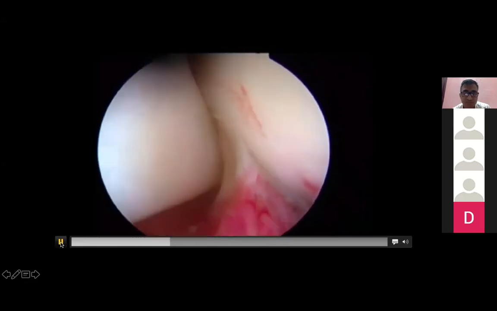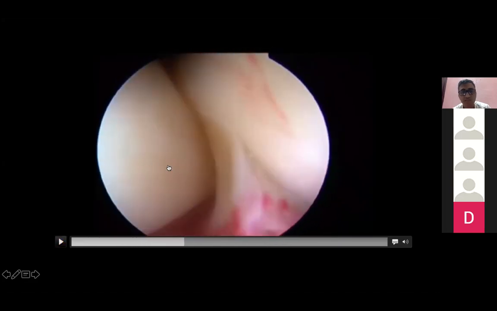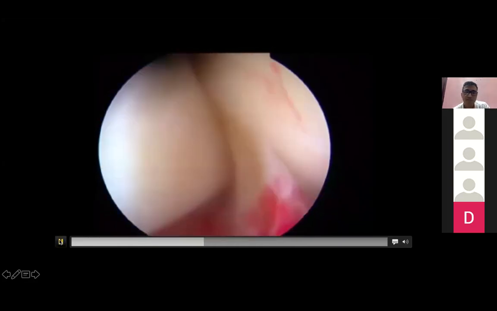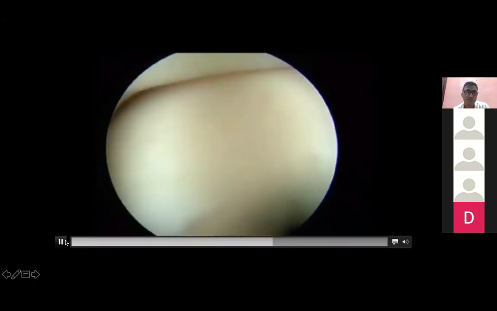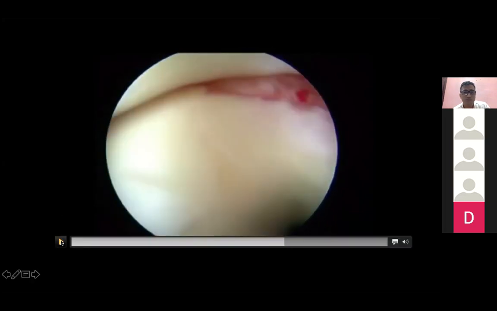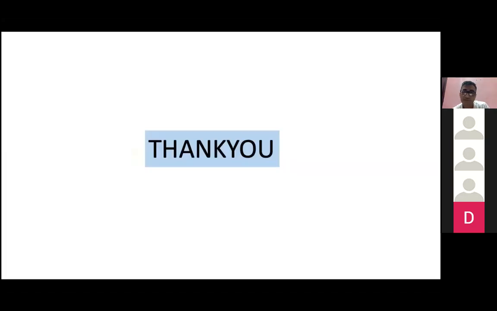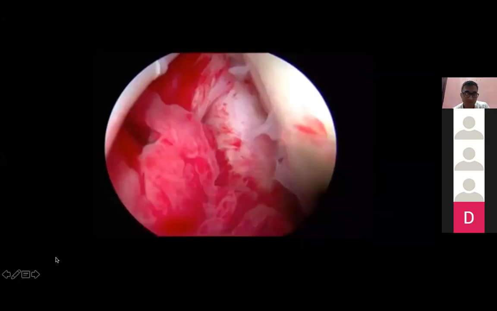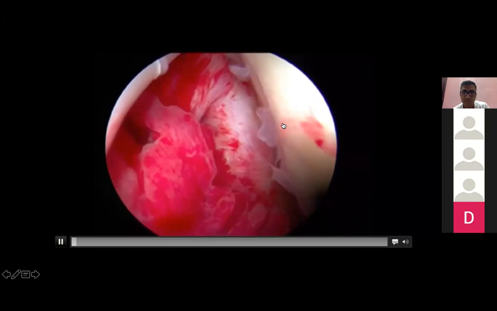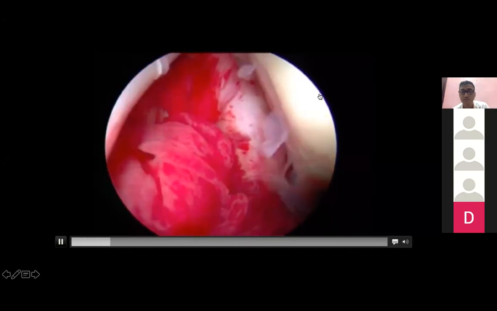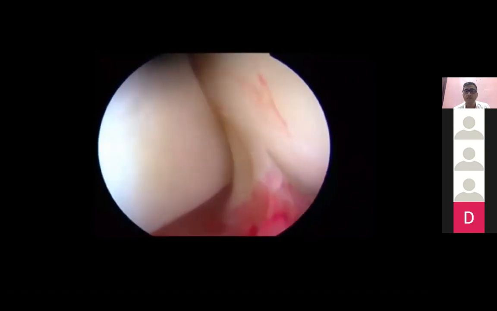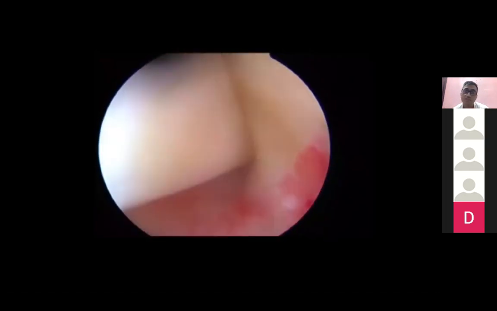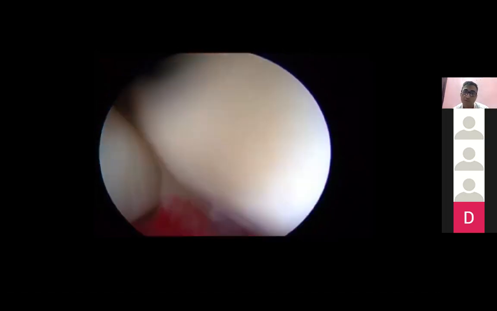If we take the scope proximally, this is the biceps tendon, and this is the recess of the biceps tendon. And as we go towards the tuberosity, this is the lateral portion of the tuberosity where the rotator cuff takes its attachment. This is the intra-articular part. Actually, we see the capsule, and the overlying structure is actually the rotator cuff. But we see capsule here.